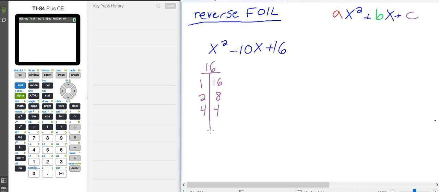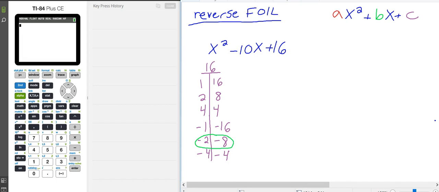Obviously, we have to see, are we missing any factors? And we are. We're missing -1 and -16, -2 and -8, -4 and -4, because -1 times -16 is +16, -2 times -8 is +16, and -4 times -4 is also +16. So these are also factors of +16. Do any of these new terms add up to -10? And of course, there is one: -2 and -8. -2 plus -8 is -10.